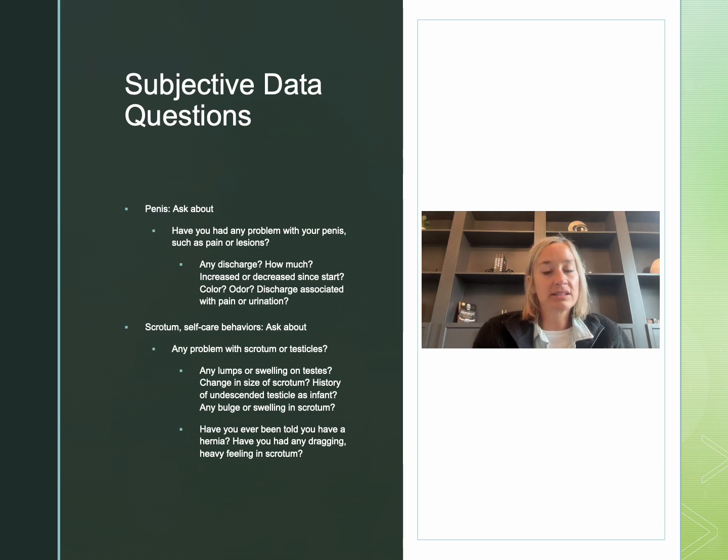Hernias are another area to cover here. Have you ever been told that you have a hernia? Do you ever feel a dragging or heavy sensation in your scrotum? Hernias and other conditions might not be obvious, but patients often recognize a heavy feeling. This is an area where you want to be thorough and sensitive. Encourage patients to describe anything unusual that they've noticed. This can lead us to an accurate diagnosis. And as always, document each detail objectively and clearly so we have a complete record of their symptoms.